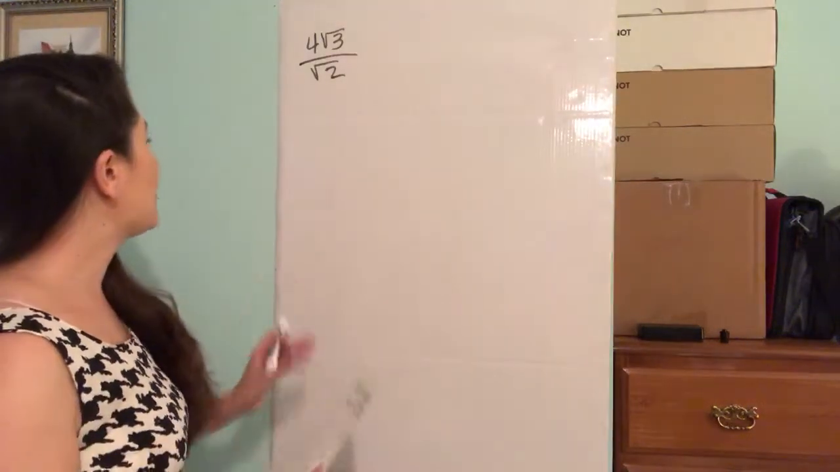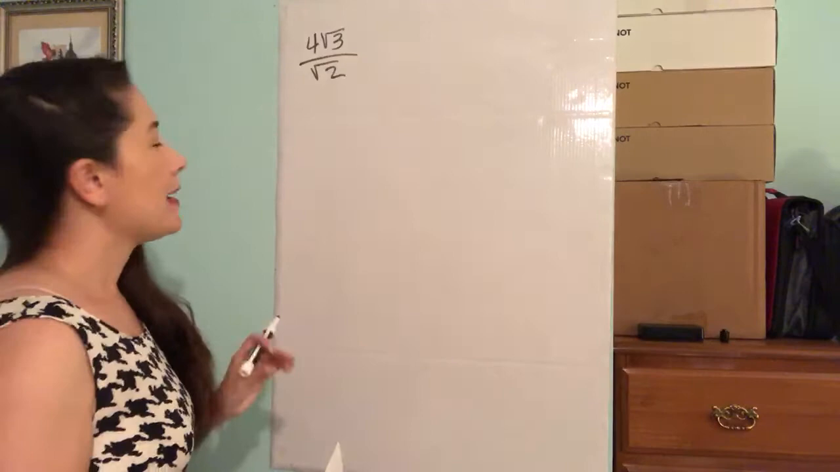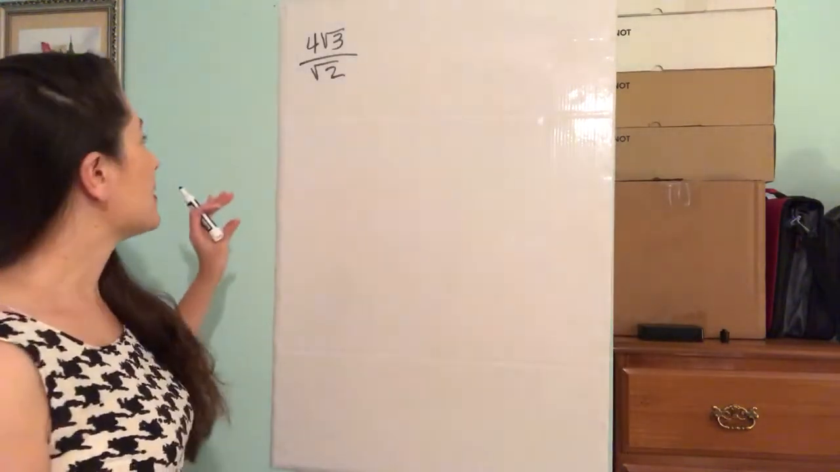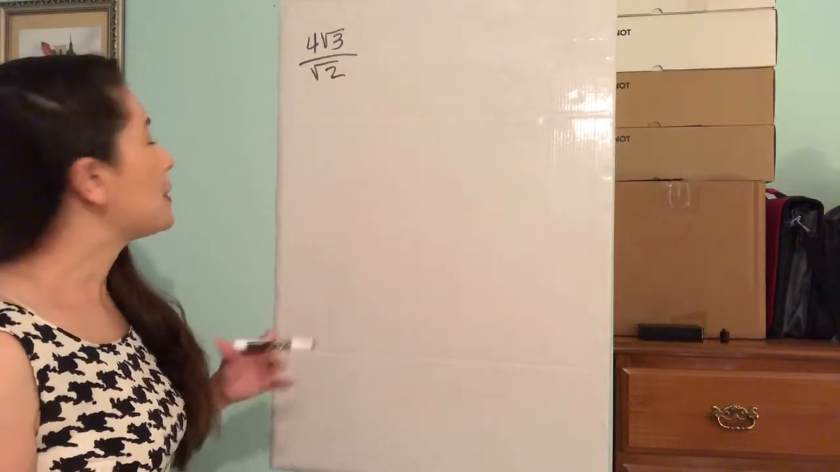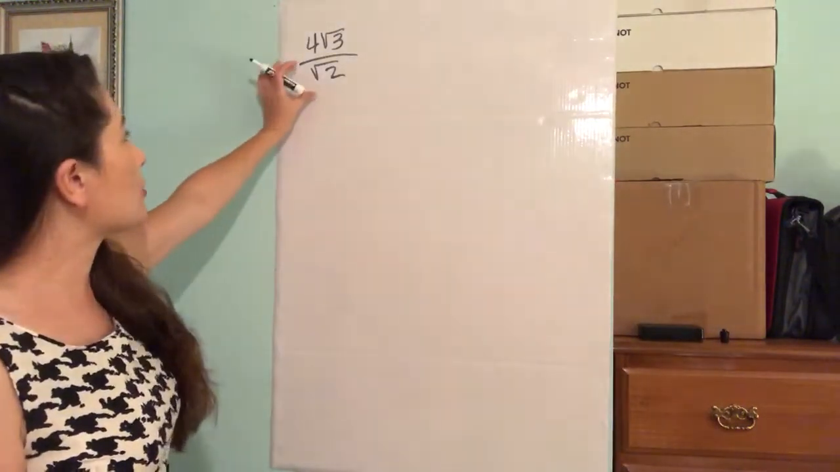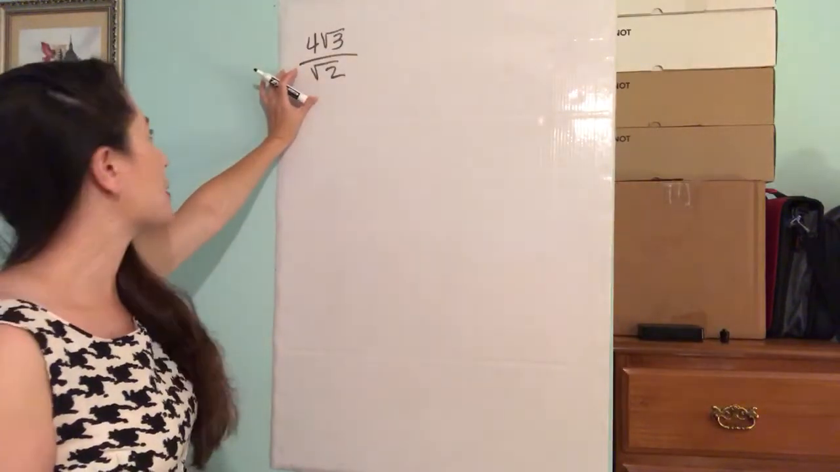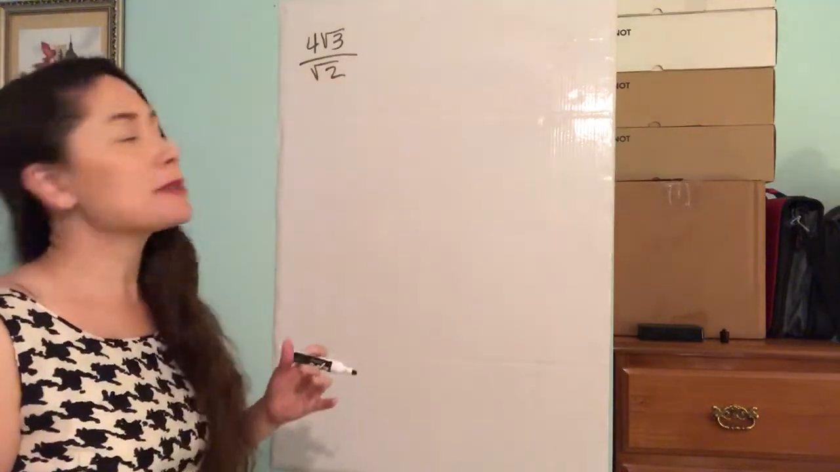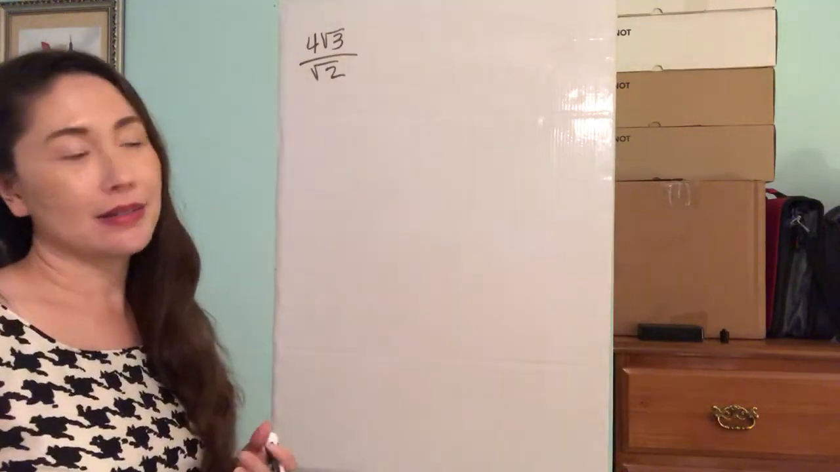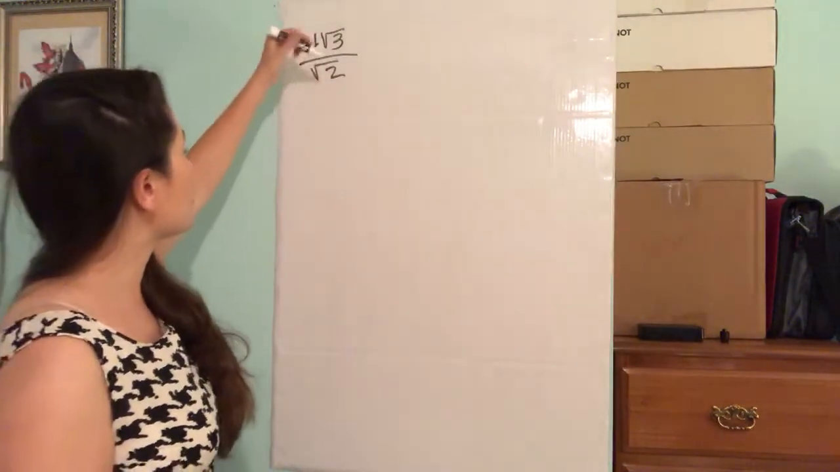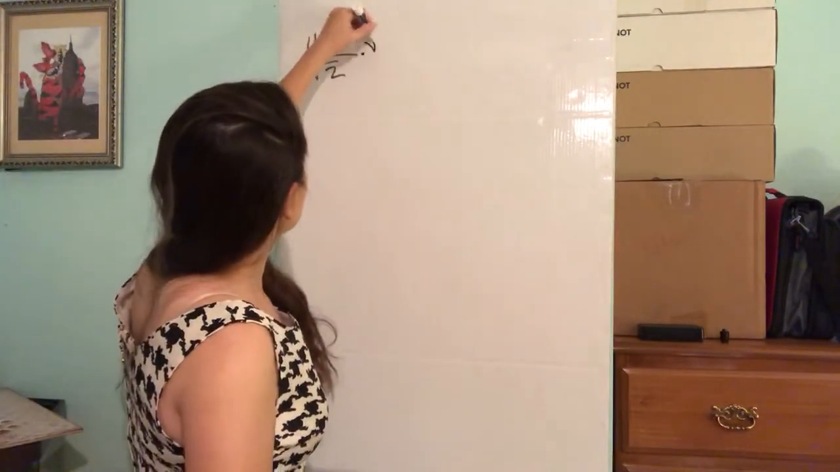Alrighty, so here we have a fraction, and the question asks us to fully simplify this fraction. In order to be fully simplified, we cannot leave a radical in the denominator. So how do we get rid of that? What we do is we multiply both top and bottom by whatever is here, right? So we're going to multiply both top and bottom by square root of 2.